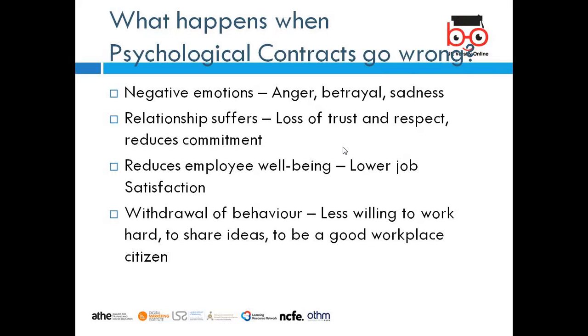What happens when the psychological contract goes wrong? Negative emotions: anger, betrayal, sadness. Sometimes people say this organization is terrible, using words we're not supposed to use, but that's the anger and the sadness. So we disappoint our employees. Even when people leave, they say it was such a nice place but their circumstances did not allow them to carry on. Relationships suffer, with loss of trust, respect, and reduced commitment. Reduced well-being implies they do not bother whether you are in pain or sick.